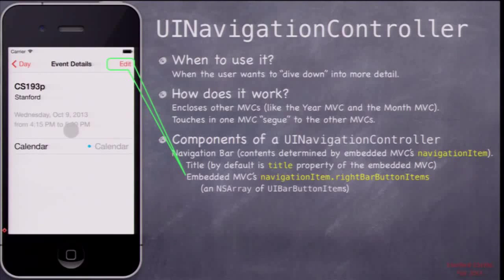Everyone understand the property notation I'm using there? Navigation item dot right bar buttons. I'm getting that from the embedded view, you know, the day view or the month view or whatever. That's what's determining the buttons that are up there.